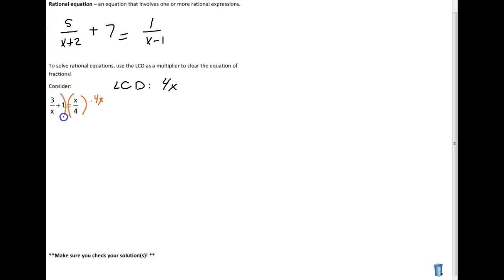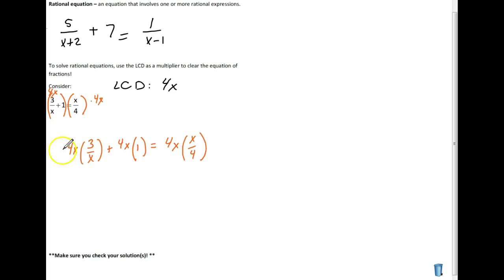And then remember, on this side, since I have two terms, you have to multiply 4x times our 3 over x and 4x times 1. And then that's, of course, going to equal our 4x times x over 4. That's not a very good 4. Let me fix that. Okay. And then we simplify first.